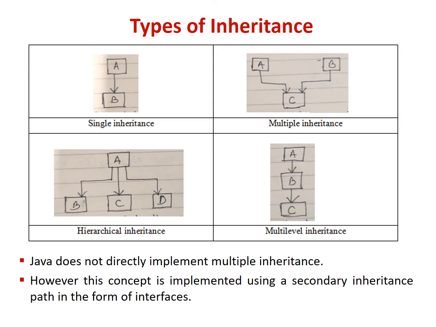If you see in the first figure, that is the single inheritance, B is the child class which is derived from a superclass called A. Then, in case of multiple inheritance, C is the child class which is derived from 2 superclasses or 2 parent classes, that is A and B. Similarly, in the hierarchical inheritance, B, C and D, these 3 are the subclasses which are derived from a class A. And in multi-level inheritance, C is the subclass which is derived from B, and B is the subclass which is derived from A.